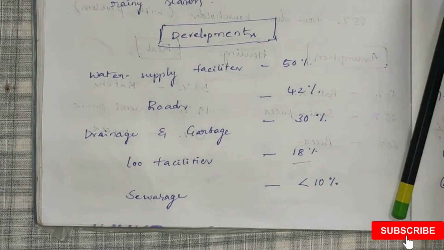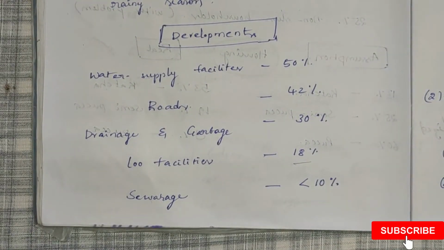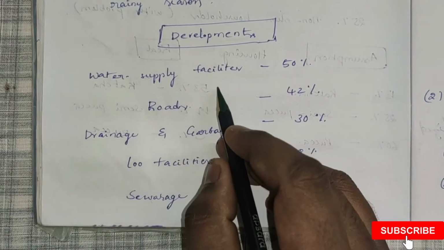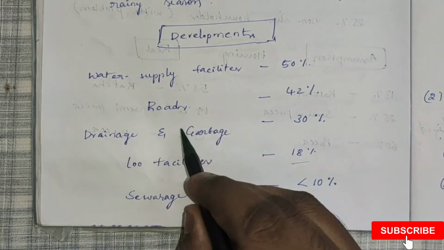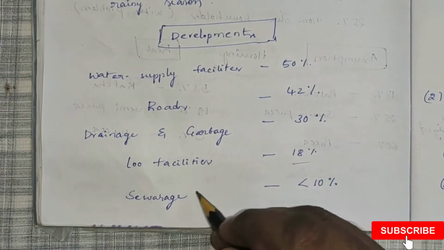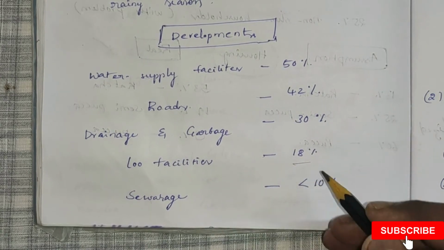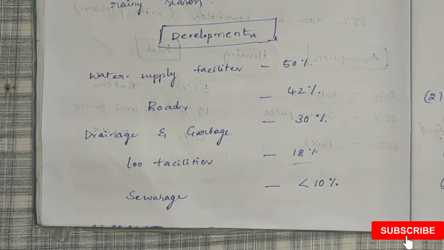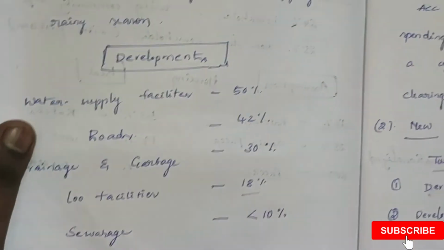Let's see, what are the developments made by the government agencies and the NGOs to eradicate slums? They provide water supply facilities up to 50%, road facilities up to 42%, drainage and garbage facilities up to 30%, latrine facilities up to 18%, and sewage facilities less than 10%.